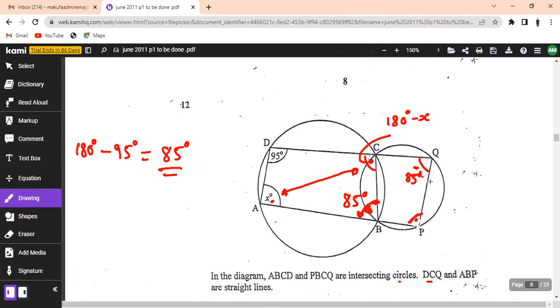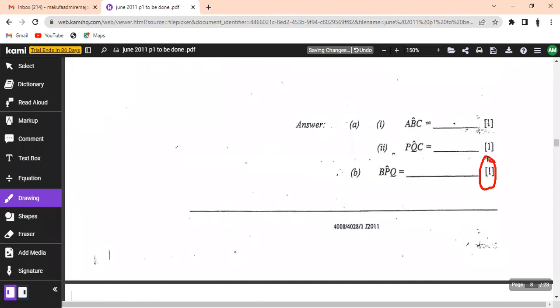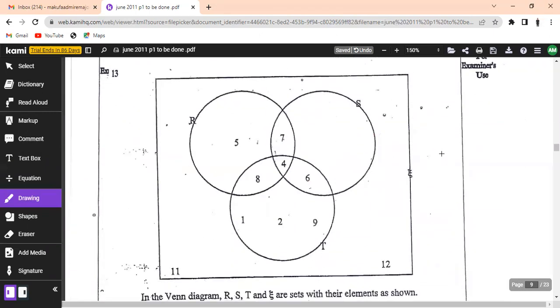Okay, so this is 180 minus X, which is the same as this one. So it is going to be 180 degrees minus X. So that was it, guys, for this angle. It is 180 degrees minus X. That is in terms of X, that is what they needed. As you can see, guys, it's just one mark here. Just one. So it means something that you can actually play around and see.